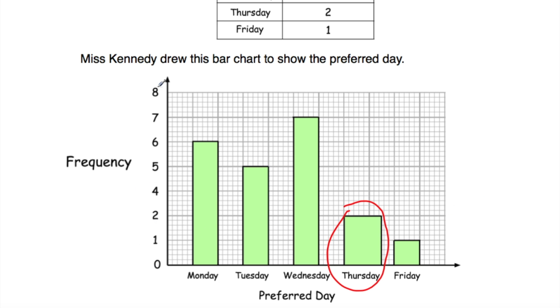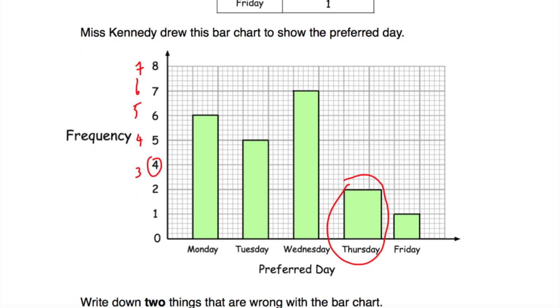But let's have a look at this vertical scale. It goes 0, 1, 2, 4, 5, 6, 7, 8. The number 3 has been left out here. That shouldn't be 4 there; that should actually be 3. So it should be 3 and then 4, 5, 6 and 7. So actually that vertical scale is wrong. The number 3 has been left out. So let's explain that.